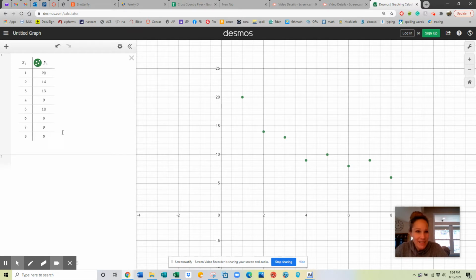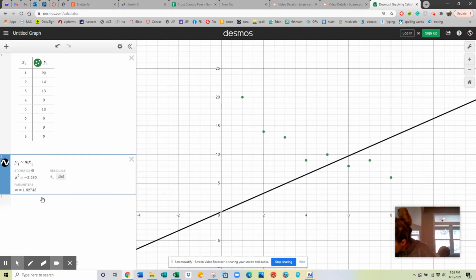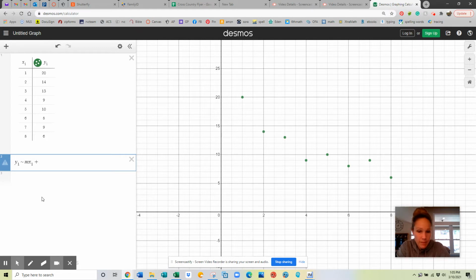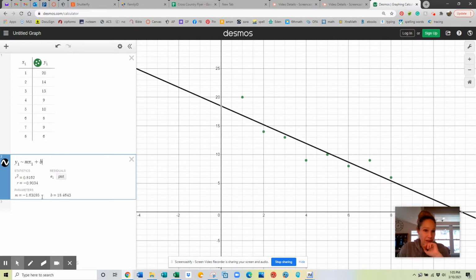Okay, so the next thing we're going to do is right below that, we're going to enter y1, and then put in the little squiggly thing. And then we have mx1, and then plus b. All right, and so now it tells us what m and b are. So you can write that equation down. I'm going to write it in my notebook, and then I'll put it back up there for a minute.